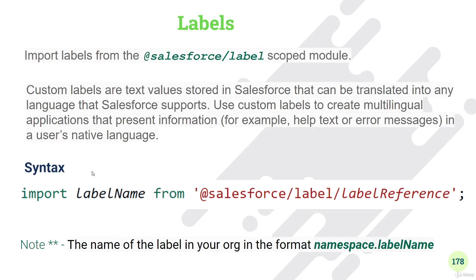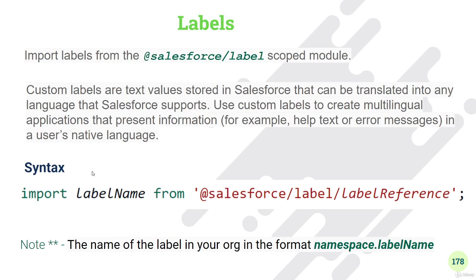The benefit of custom labels is that the text value is stored in Salesforce and can be translated into any language that Salesforce supports. You can use custom labels to create a multilingual application that presents information in a user's native language. So if you change your language in your org, it will automatically change your text language, as long as it's supported.